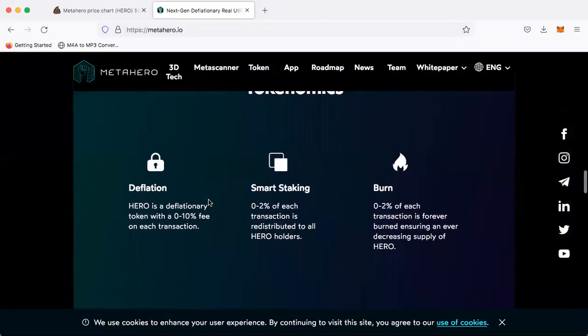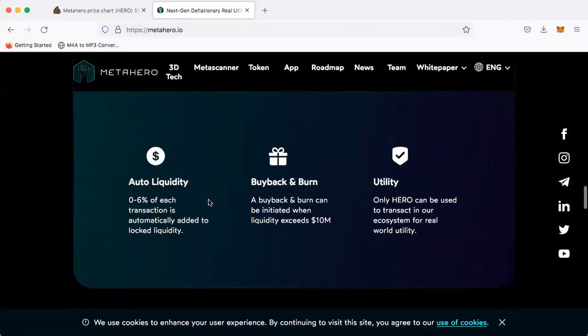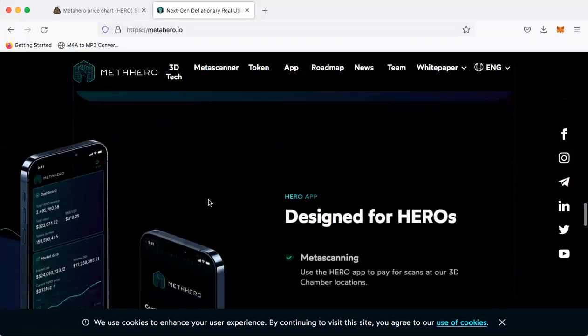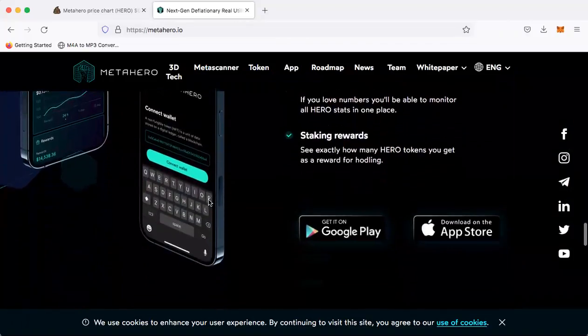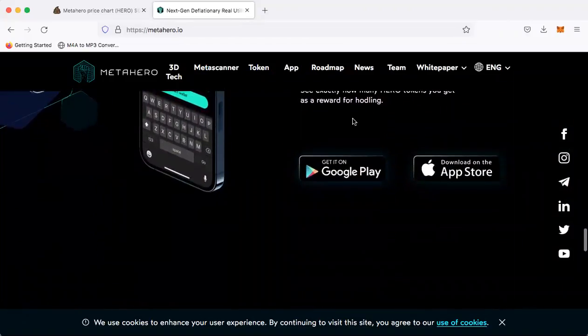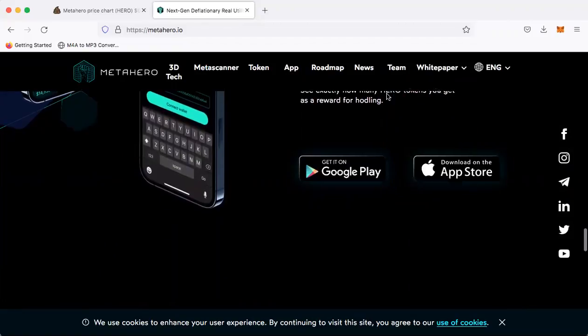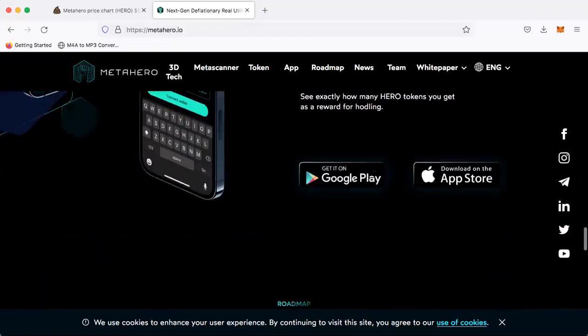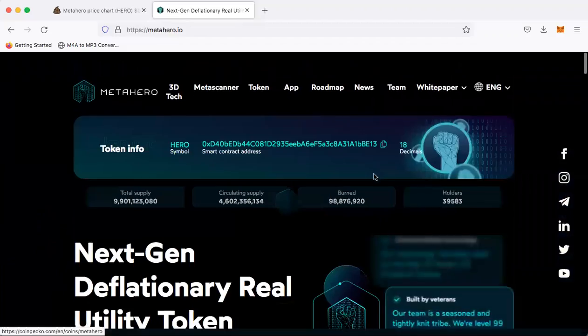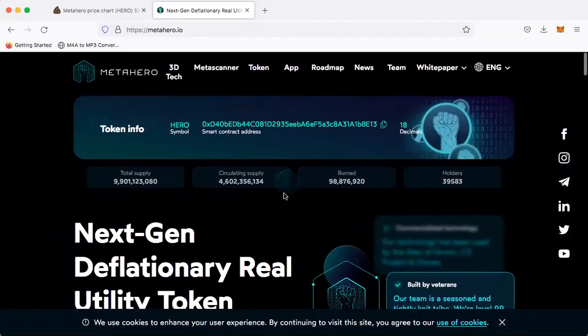I'm going to invite you guys to do your own research. Always do your own research, guys. Go and check out their website. Go and check out their white paper. Check out their tokenomics. Check everything out, guys. All I can do is just give you a quick heads up, let you guys know what it is that I'm involved in at the moment, what is doing very well for me.